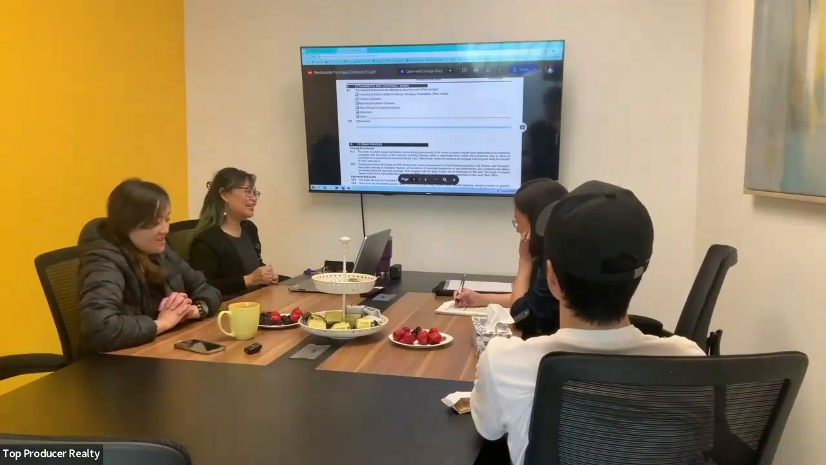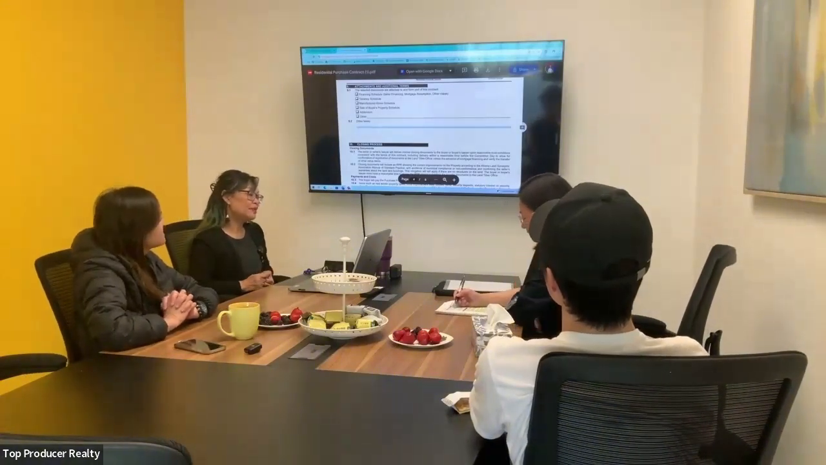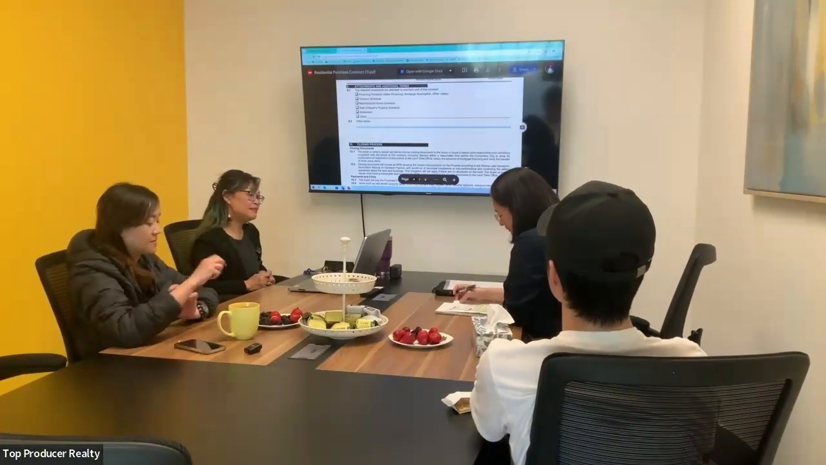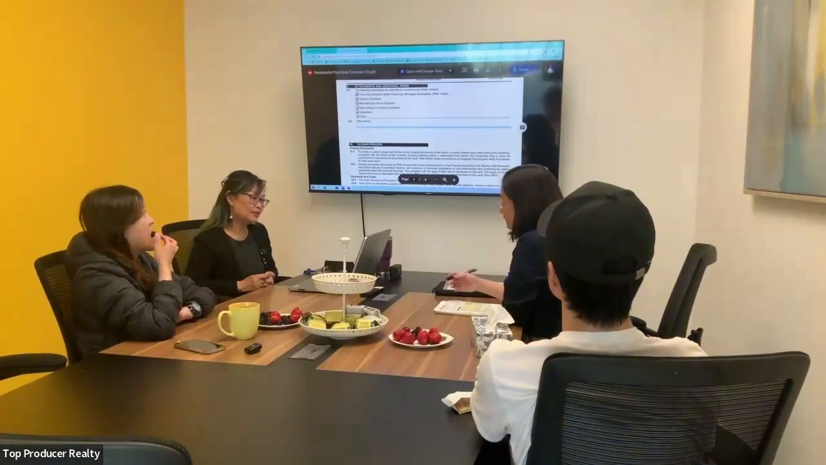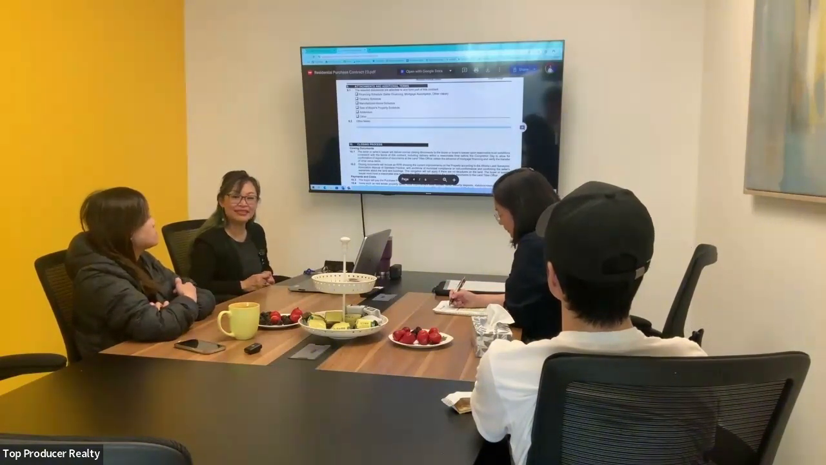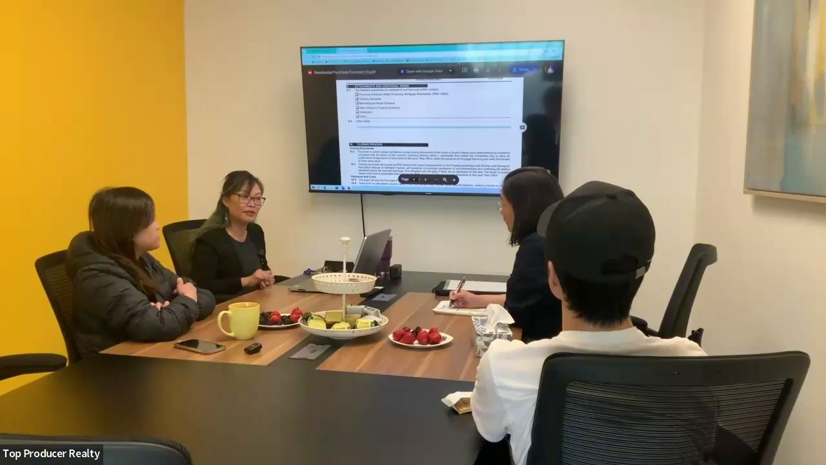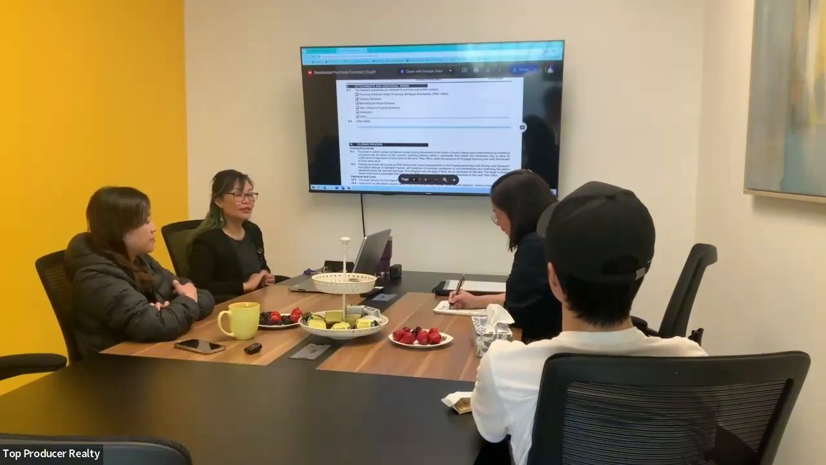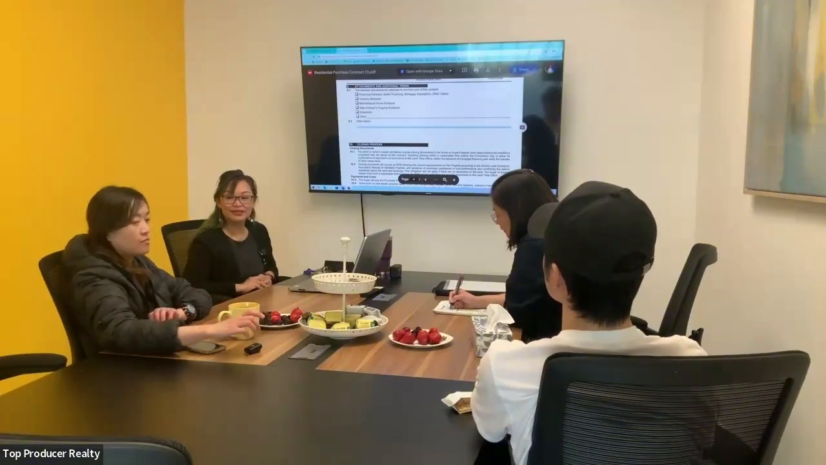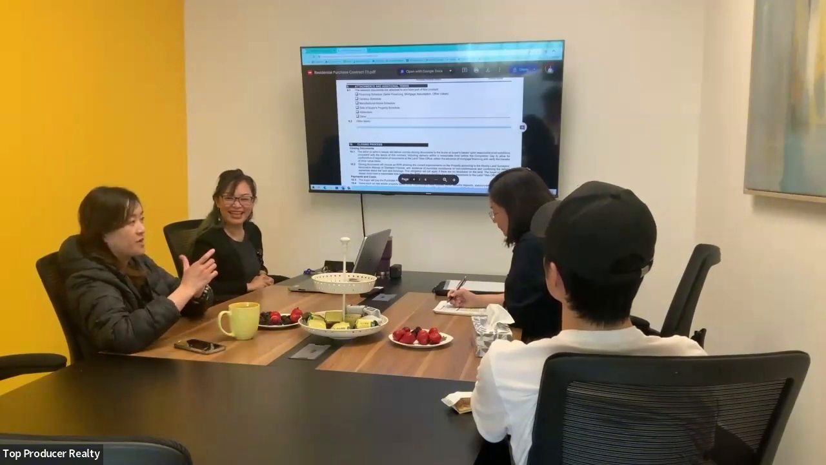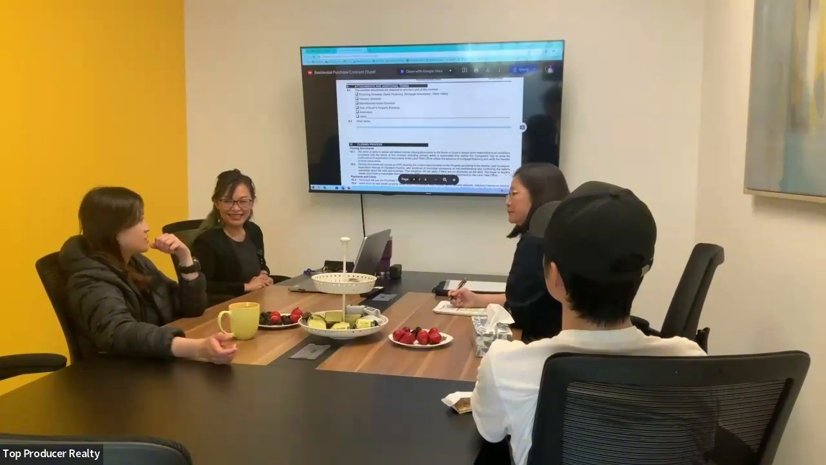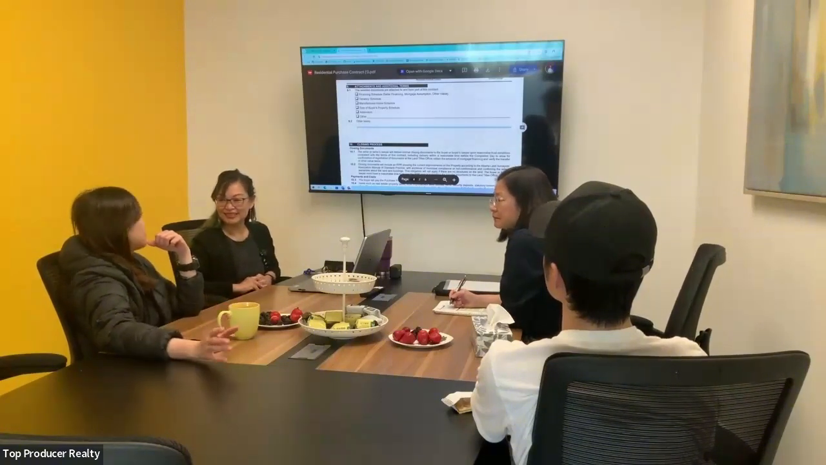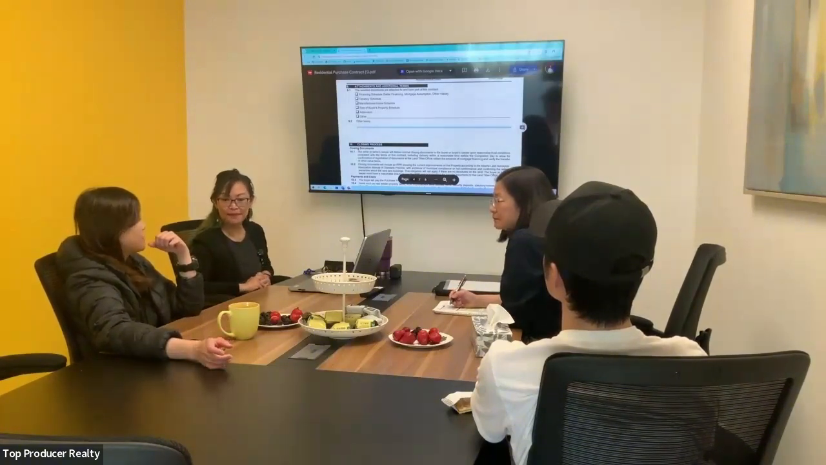Okay, addendum. Lots of people confuse amendment and addendum. So who can explain to me what's the difference? When do you need to sign a contract amendment? When do you need to sign a contract addendum? Lots of experienced realtors are still confused. Who knows the answer? Amendment is to revise. Yes. But the addendum is to add, not to revise.